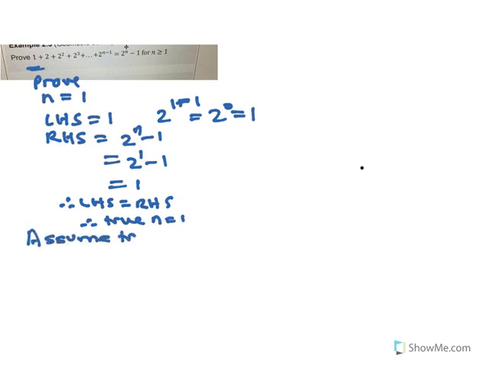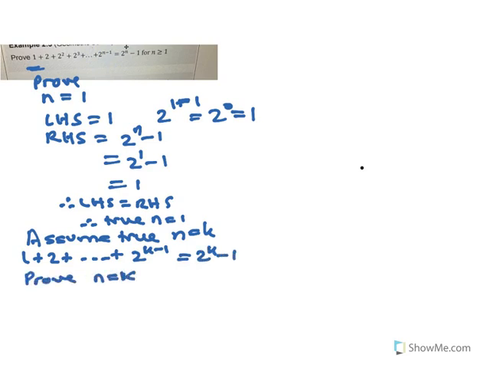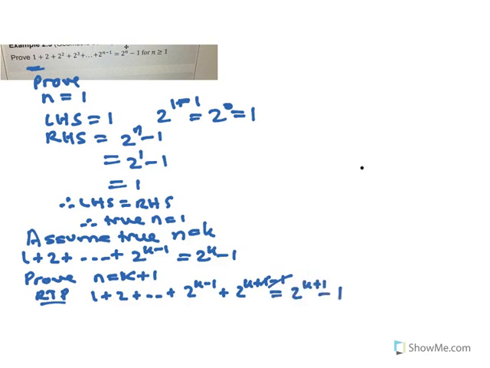Okay, assume true for n equals k. That would mean that if you added this up to k terms, you get 2 to the k minus 1. And prove for n equals k plus 1. So we're required to prove that if you add this up to k plus 1 terms, then you'll get 2 to the k plus 1 minus 1.